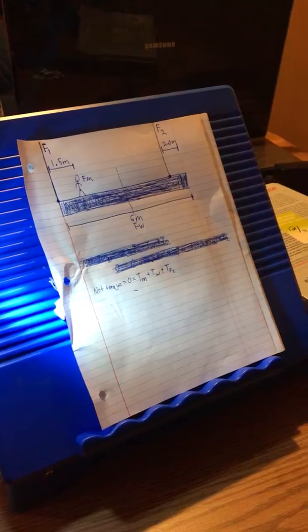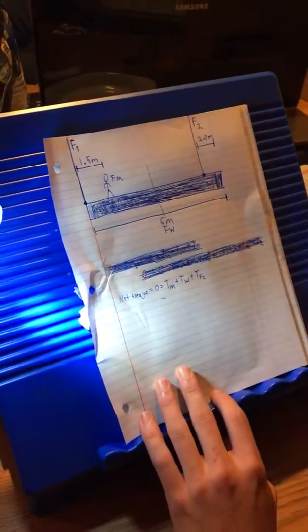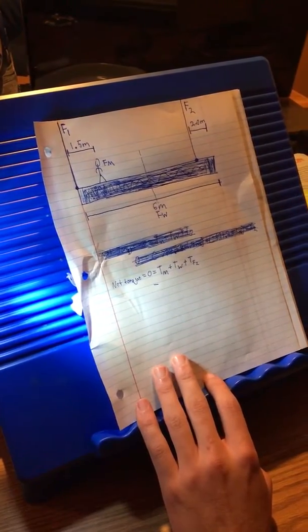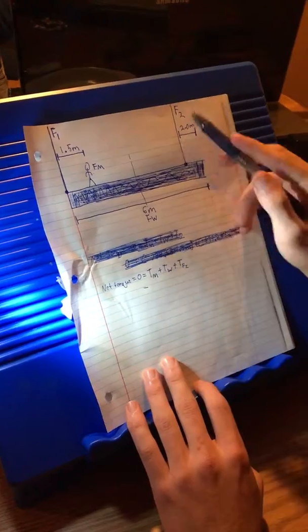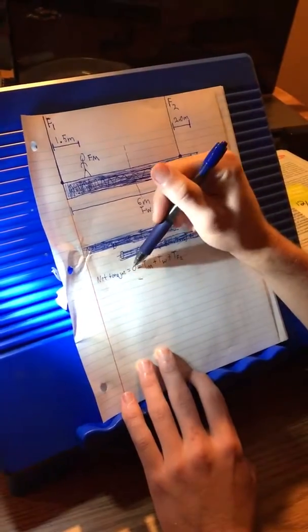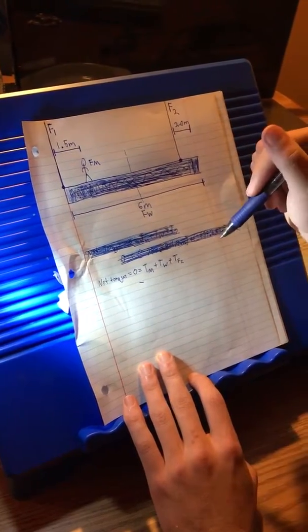So we need to find out the force between F2 and F1 respectively. To find this, we also know that the net torque and the net force are both equal to 0. So we're going to start out by finding the force of F2, the net torque of F2. So net torque is equal to 0, which is the sum of all the torques.